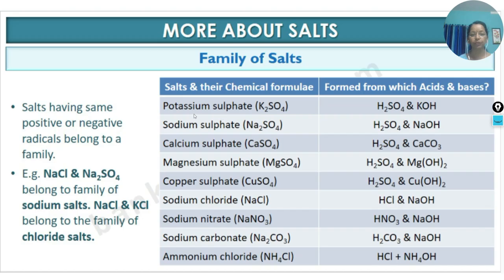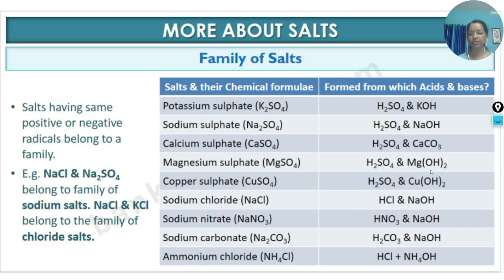For example, potassium sulfate. Acid, sulfuric acid; base, potassium hydroxide. That means both strong, so it gives a neutral salt. Here also both strong gives sodium sulfate, a neutral salt. Here, strong base but weak acid gives a basic salt.